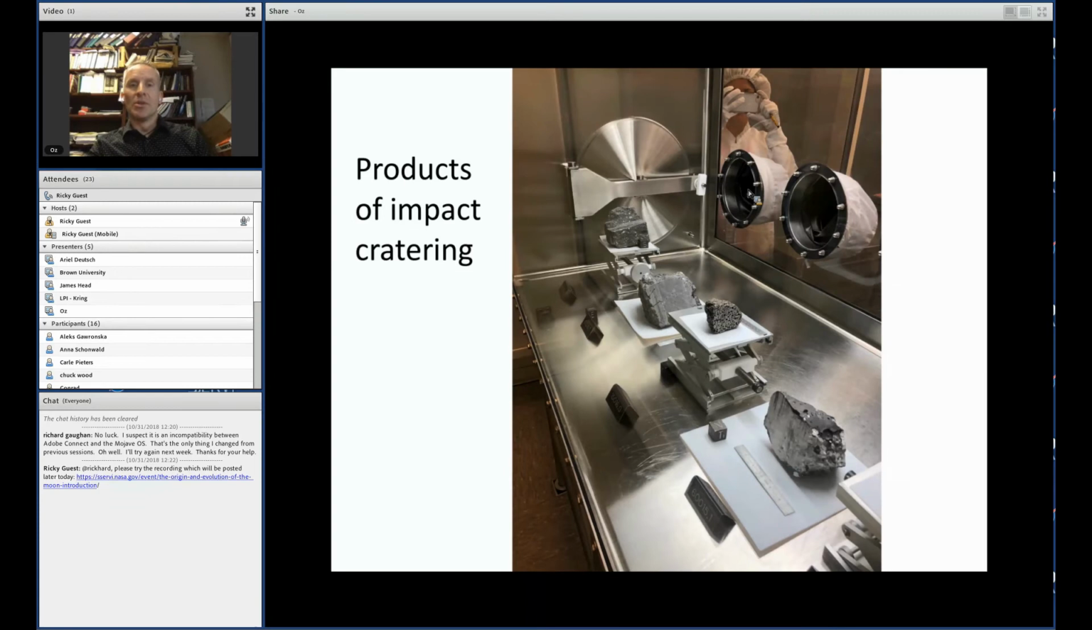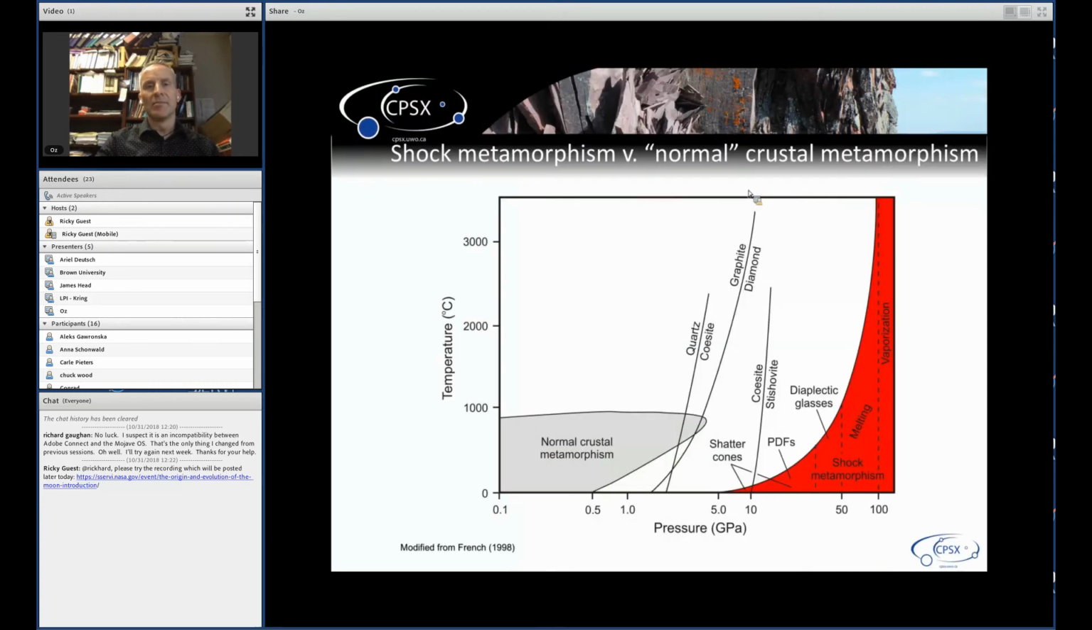Okay, so this actually gets us now onto the products of impact cratering. So, hopefully, and you'll hear from the NASA administrator next week about the plans to go back to the moon. We, of course, have been to the moon, and we have some great suites of samples in the Apollo collection. And so when we look at Apollo samples, of course, most rocks on the moon that have been brought back, even the predominantly volcanic rocks, have been shocked to some degree.